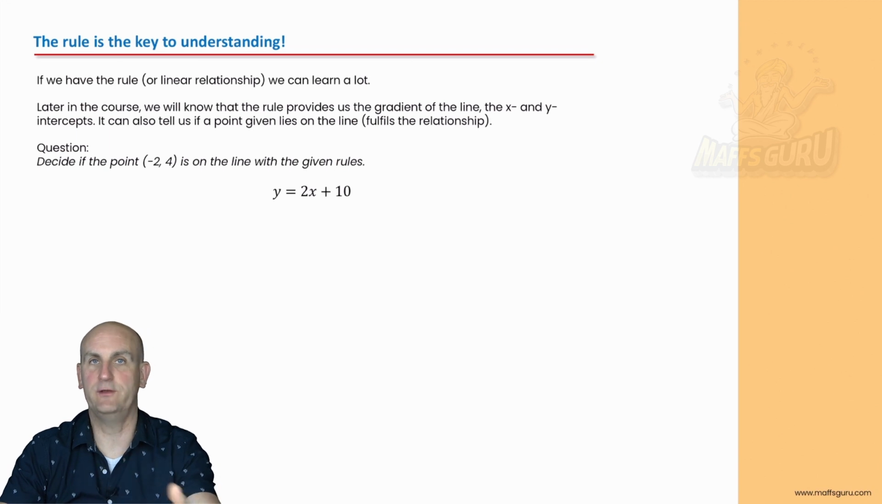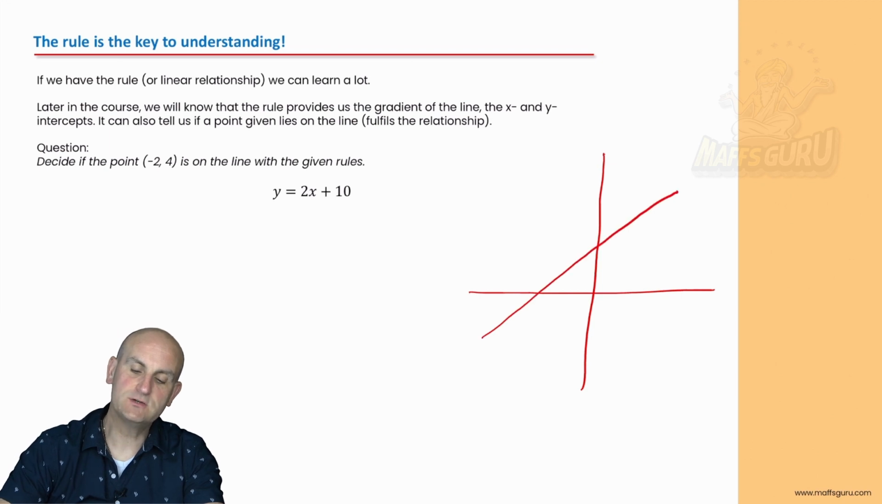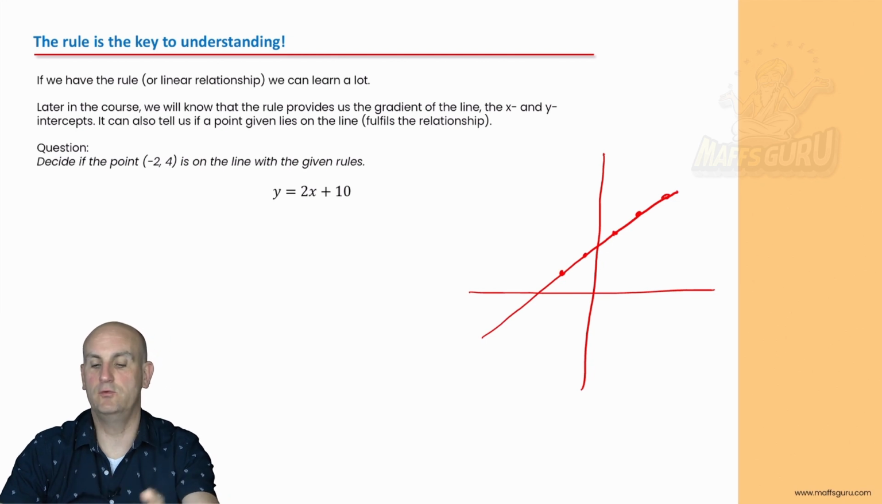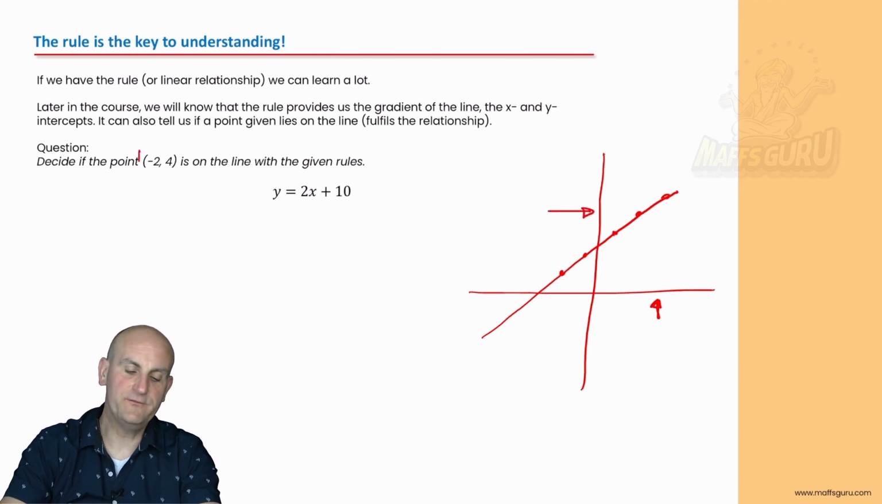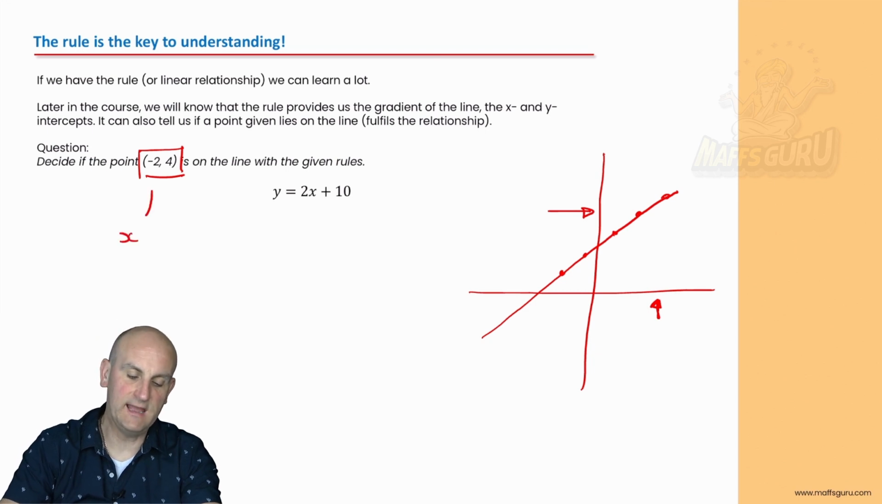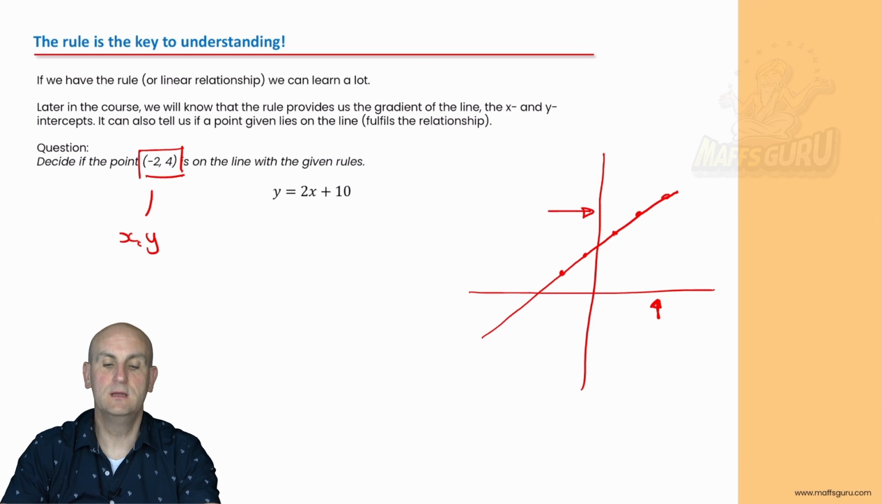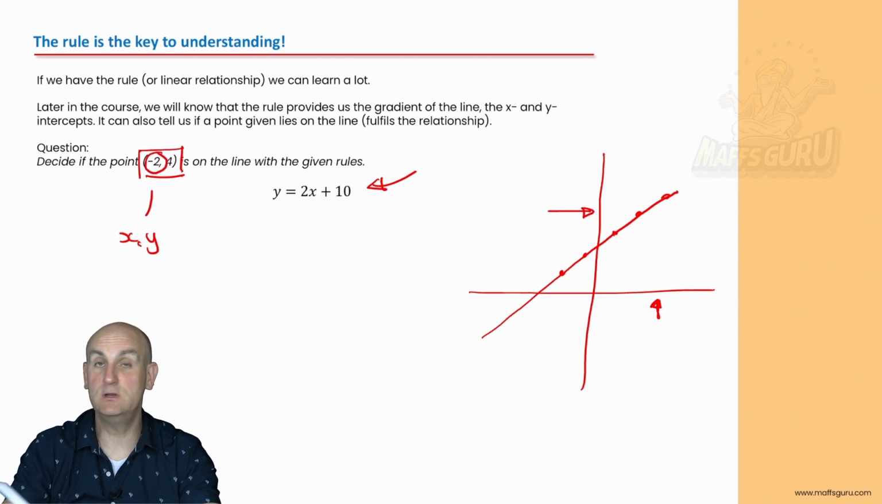Now, the rule tells us where the points are on the line. What you've noticed up until now is that where I have a straight line, all of the points on here are joined by the same rule. If I put an x value into my rule, it gives me a y value out. But what if they give me a point and say, does that sit on the line? Well, we know that a coordinate is given by an x value and a y value. So I'm now going to say, well, if this point is on that line, when I put the minus 2 into my equation, I should get 4 out.